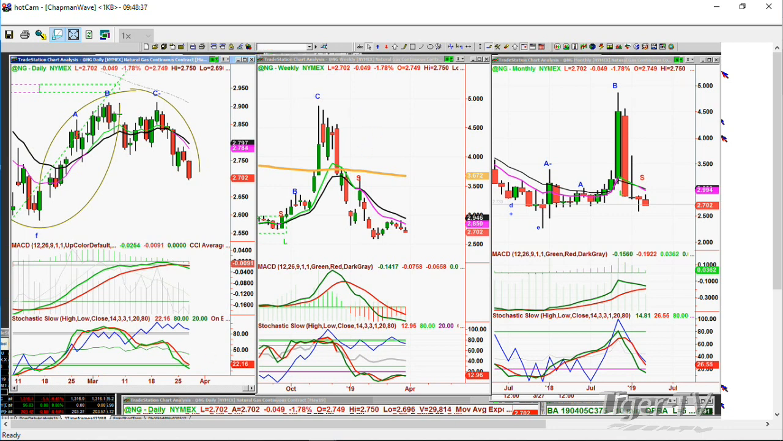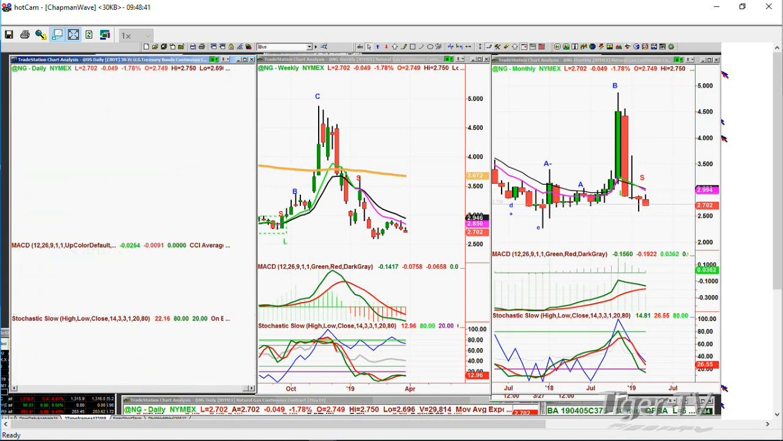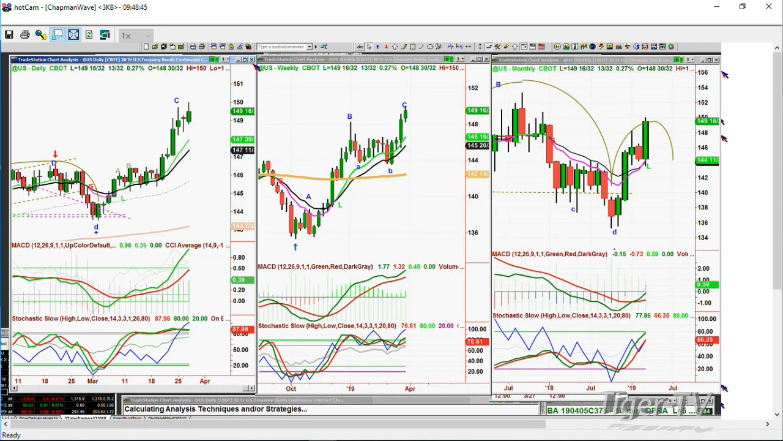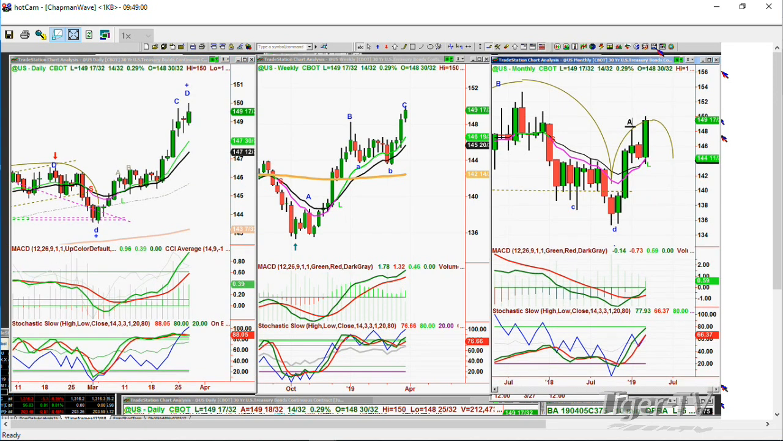All right. So we've got that. Oh, TLT. Let's look at bonds. Oh, there's your leg D. That's what we were anticipating, the TLT. I don't think it's done that yet, but bonds have gone to leg D, and now we're going to get a test. What happens next? It could keep going because there's only a leg C in the weekly. Look, the monthly is in leg B. This is going to be very interesting.